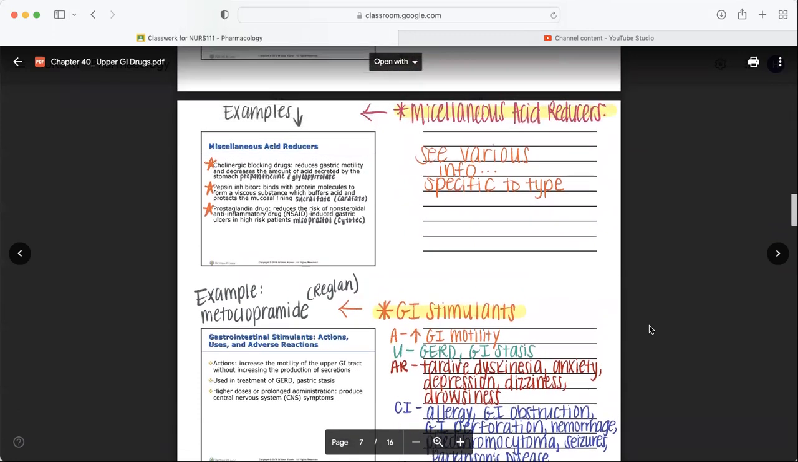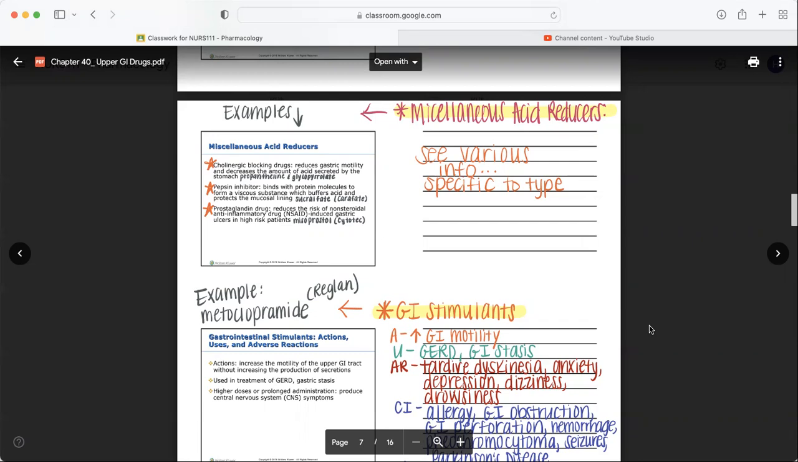Okay, miscellaneous acid reducers. There's 3 of them over here that are kind of random. I guess 4 technically, but 3 categories. Various info, obviously very specific to the type, since this is the potpourri category, right? So there are cholinergic blocking drugs we can use to reduce gastric motility and decrease the amount of acid that's secreted. Common ones include propantheline and glycopyrrolate.